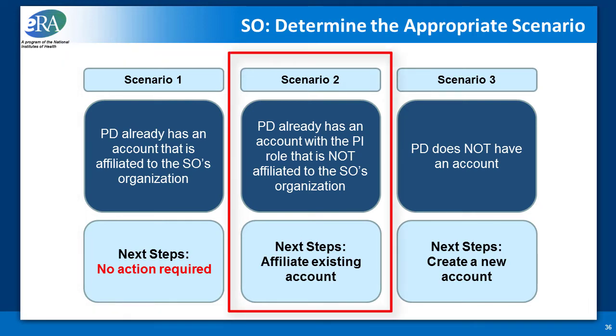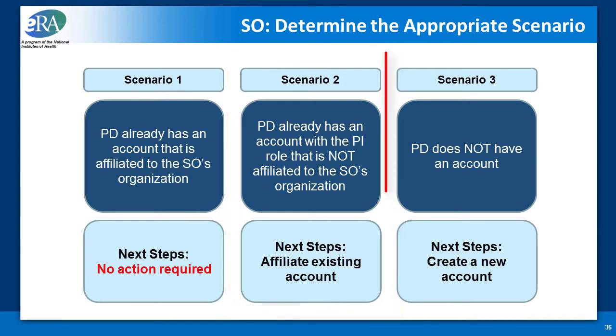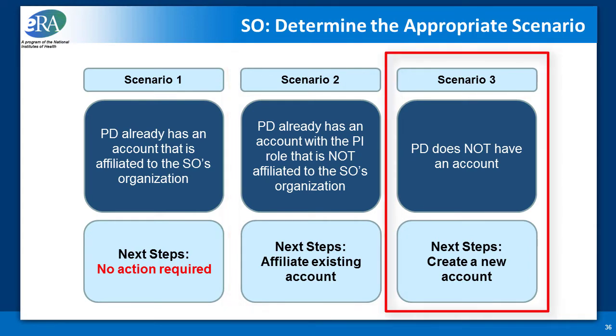A second scenario is your project director has an account with the PI role already, but who is not affiliated with your organization. If this is the case, you will need to affiliate their account to your organization. The third scenario is they could not have an account at all, in which case you would need to create them a new account with the PI role.